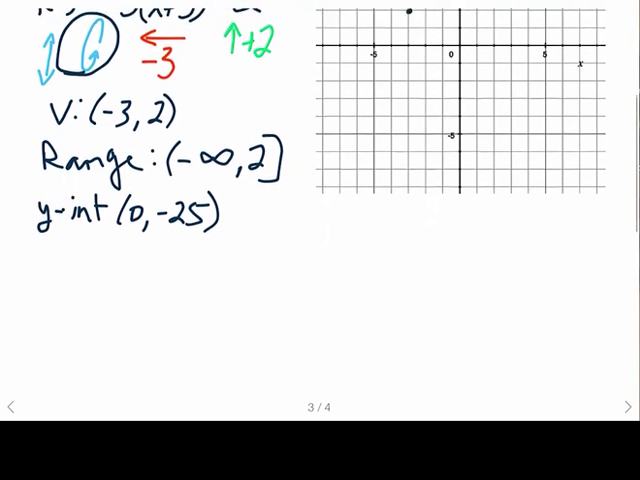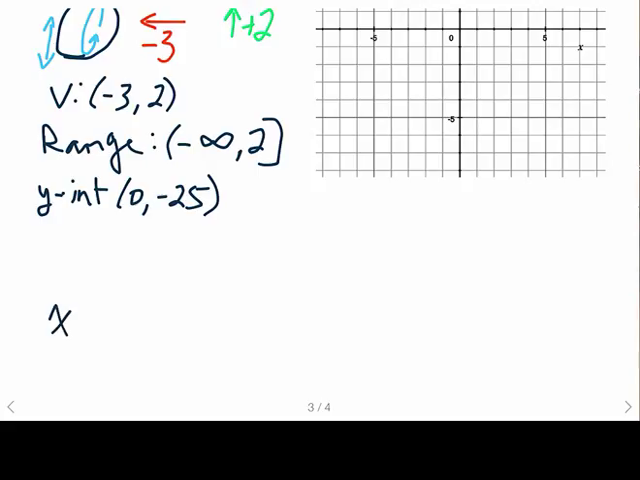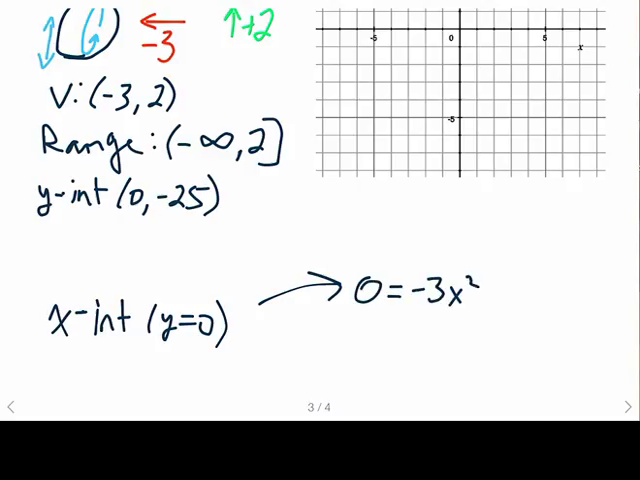How about the x-intercepts? Well, I know that for the x-intercepts, we have that y is equal to 0, which means that we should be solving 0 is equal to negative 3x squared minus 18x minus 25. There are several ways to solve this, one of which is completing the square, which we've already started.